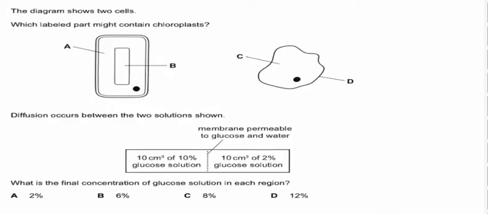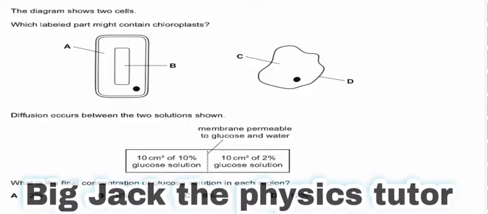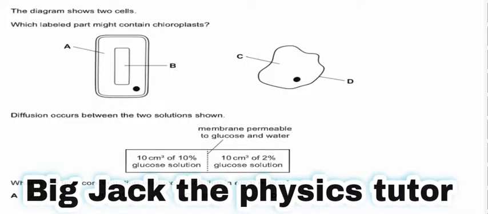So the first question is saying, the diagram shows two cells. Which labeled part might contain chloroplasts? For you to choose which part is going to contain chloroplast here, you need to identify where chloroplast is found.